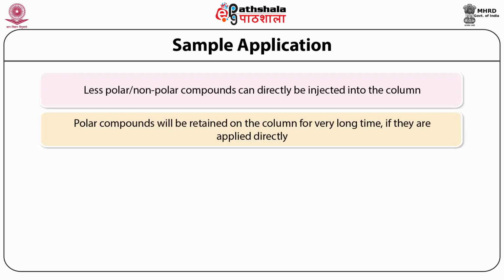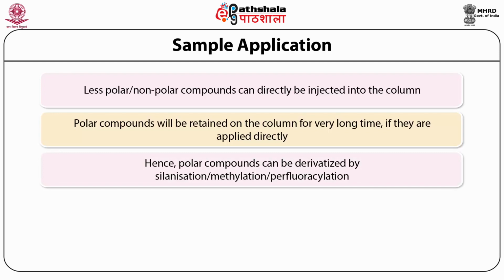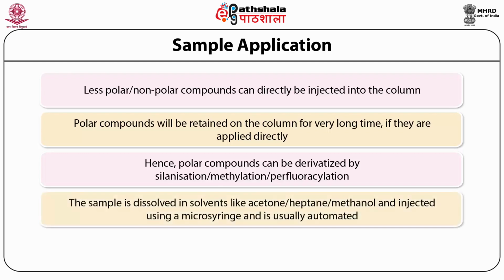And in order to do so, the polar compounds can be derivatized by silylation, methylation, or perfluoroacylation. These are different methods by which polar compounds can be derivatized, and these derivatized compounds then become more volatile. The sample is then dissolved in solvents like acetone, heptane, or methanol and injected using a microsyringe, as I mentioned earlier. And this injection is usually automated.